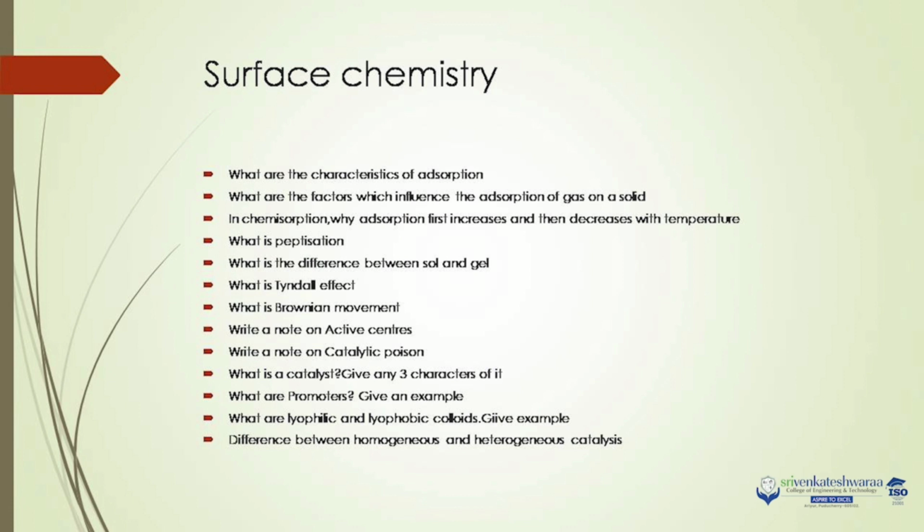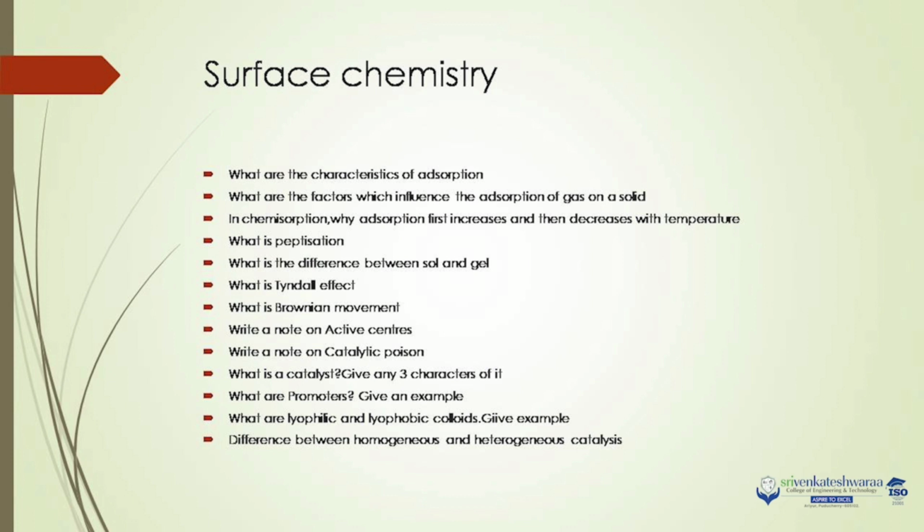Brownian movement means the random zigzag motion of the colloidal particles exhibited in the dispersion medium. The random zigzag ceaseless motion of the colloidal particles in the dispersion medium is called Brownian movement. Now regarding active centers: they are centers which increase the efficiency of the catalyst, and hence the more the number of active centers, the more the catalytic activity.